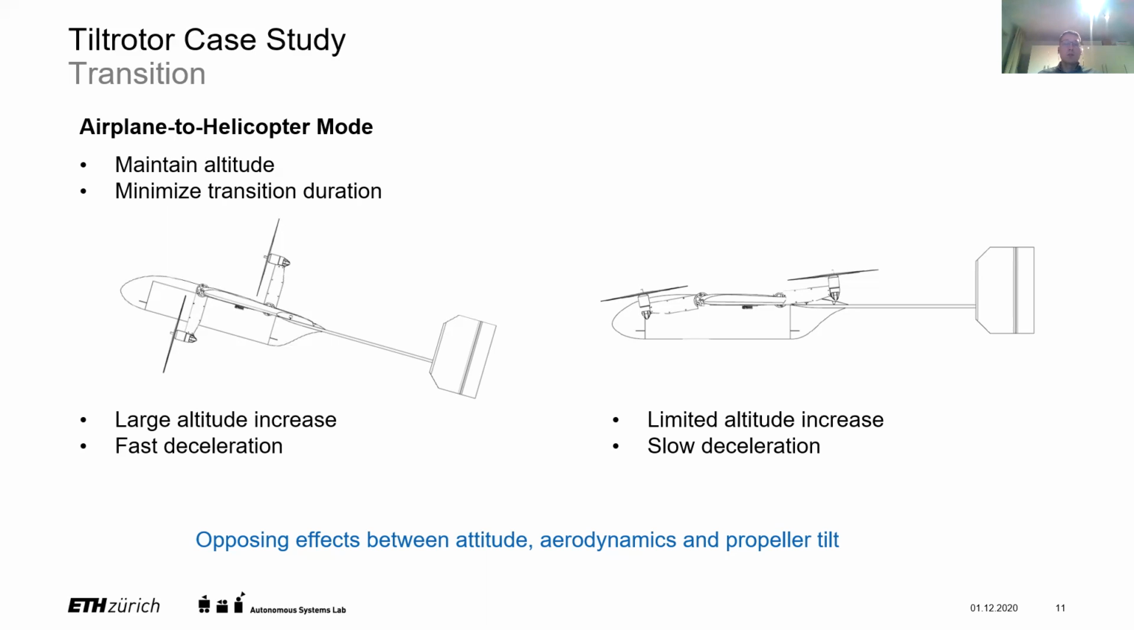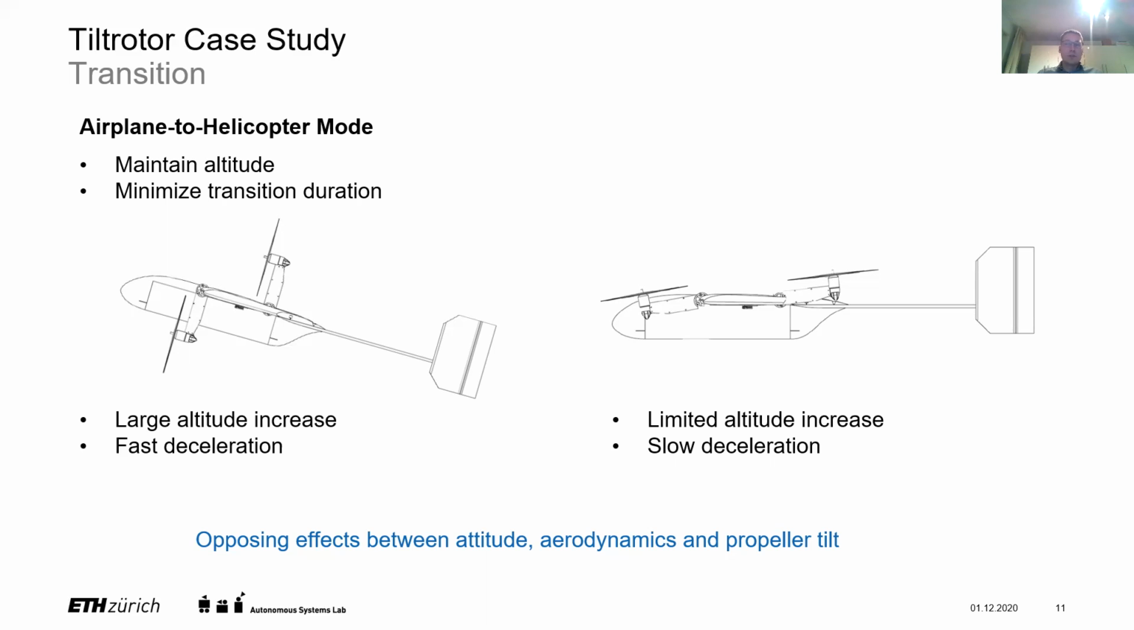So first of all, we wanted to have full control of the vehicle, so develop an appropriate control structure, but also perform some sort of automated transition. So basically what we mean is that we shift the responsibility from coming up with this transition trajectory from the user to the controller. So the controller takes care of how to handle this trade-off between attitude, aerodynamics, and propeller tilt. And we will see later on how exactly this has been realized.